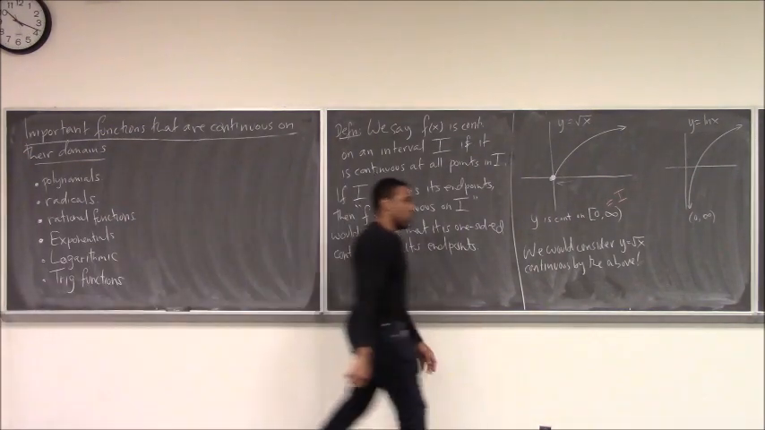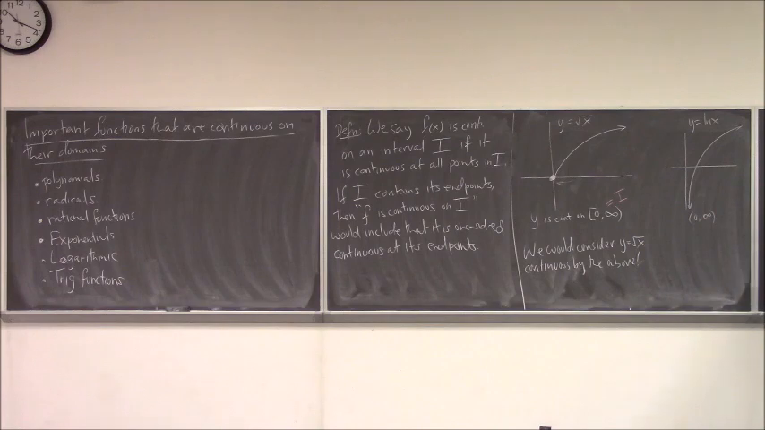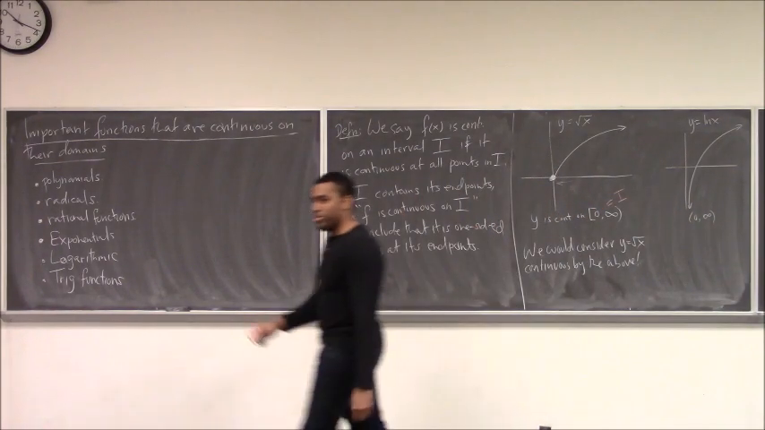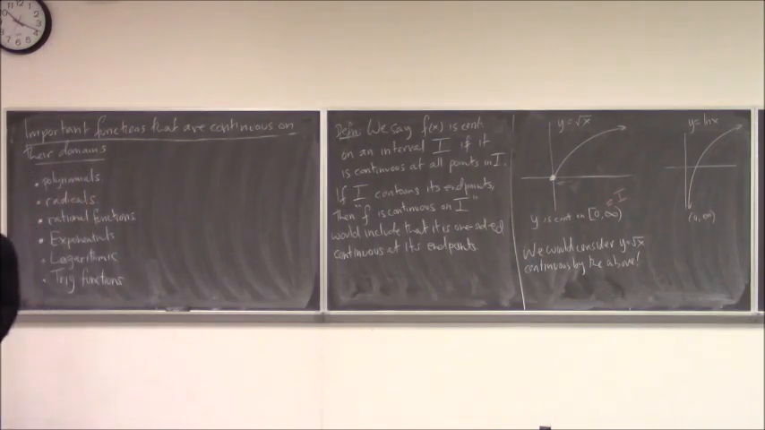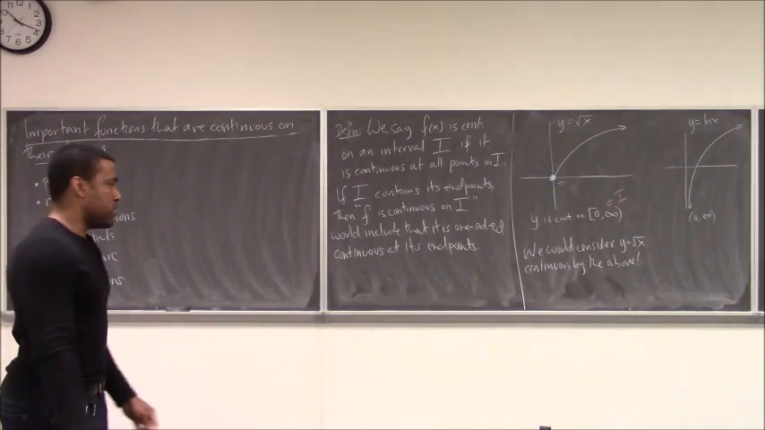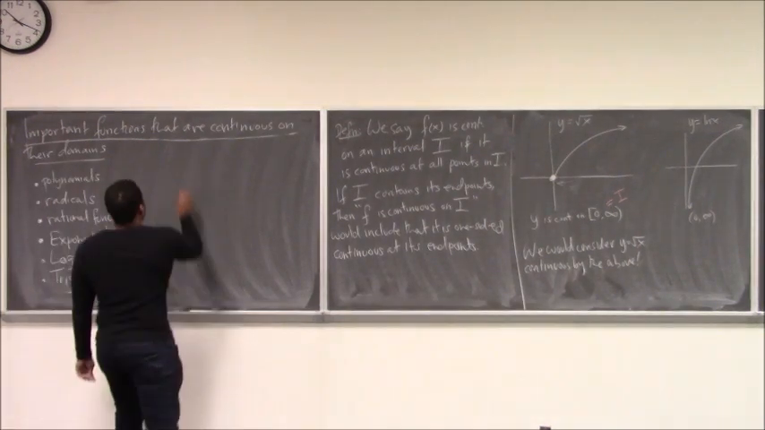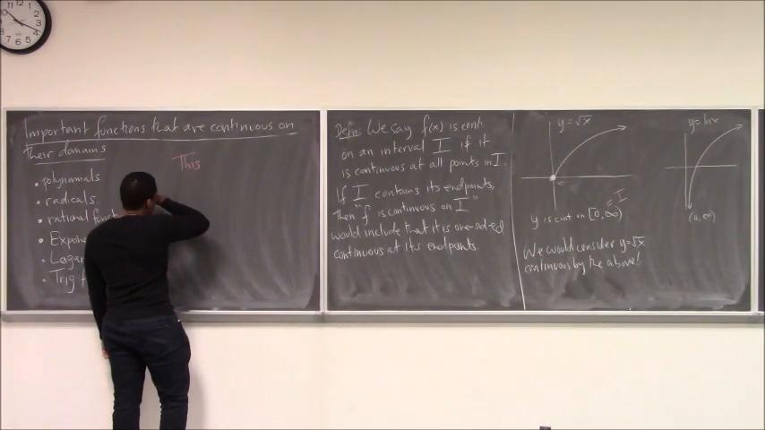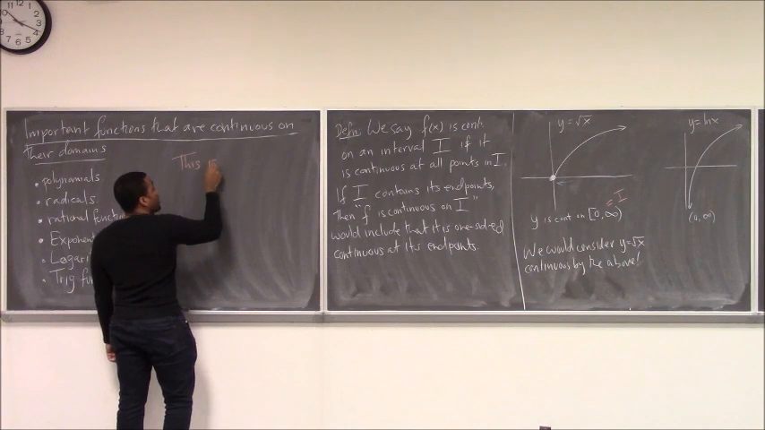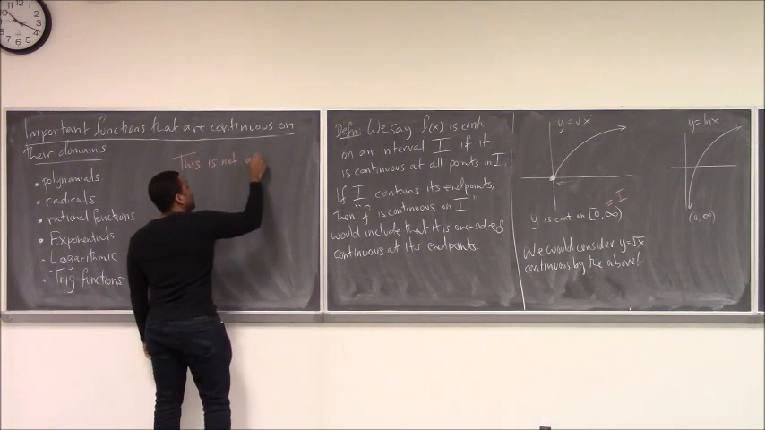Now, I want you to be aware, it might sound like it's cheating. You might say something like, aren't all functions continuous on their domain? If the function is there, we're in the domain. It exists, right? Things should connect somehow in order for it to be a function. Let me just justify to you that this is not a trivial distinction.